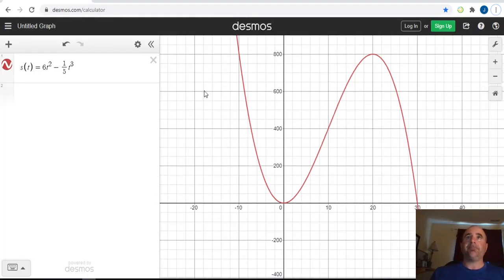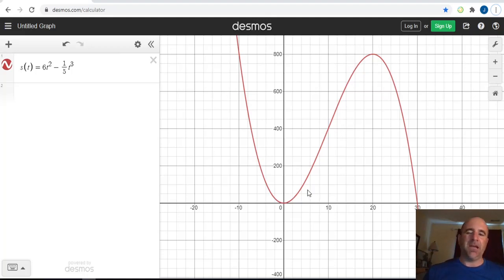Now notice, of course, our answers make sense here. The velocity is 0 at 0 and at 20. You can see the horizontal tangent line, meaning the rate of change is equal to 0 at those points. That would be true even if these weren't turning points. They still have a velocity of 0, since the tangent line is clearly horizontal.